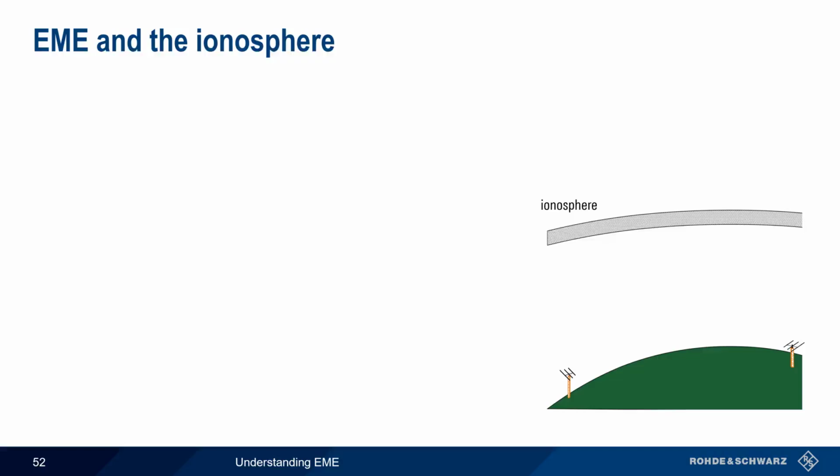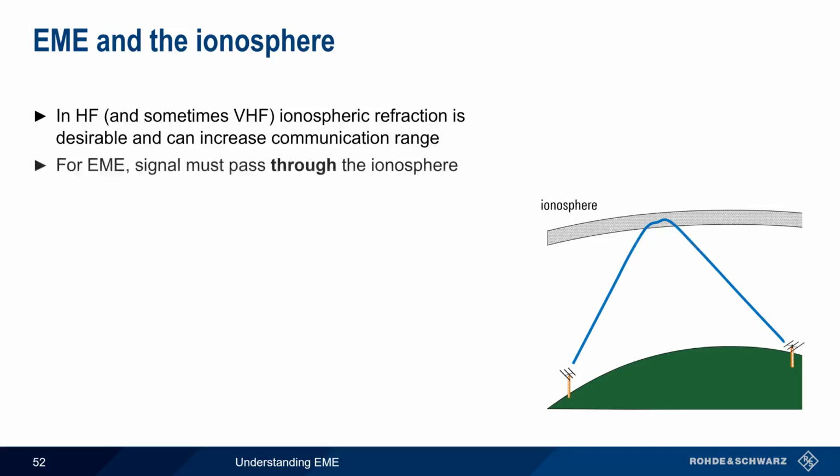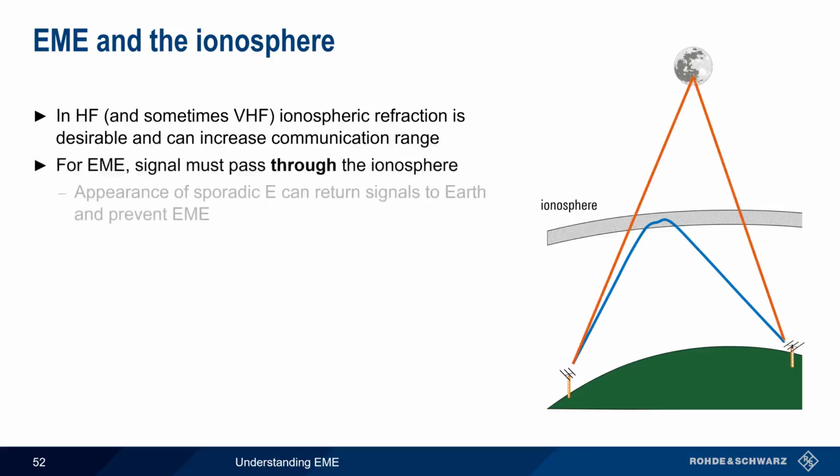One final topic we need to address is the role of the ionosphere in EME. In HF, and sometimes in VHF, refraction or bending back of signals by the ionosphere is desirable because it can increase the maximum communication range. However, in EME, we need signals to pass through the ionosphere. The appearance of sporadic E, which we looked at earlier, can cause the ionosphere to return VHF signals to Earth, and therefore prevent EME communications.